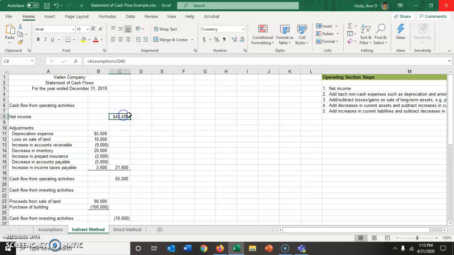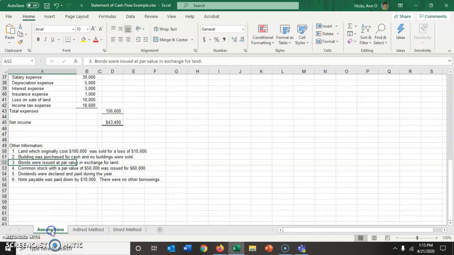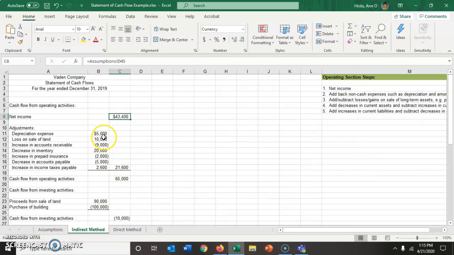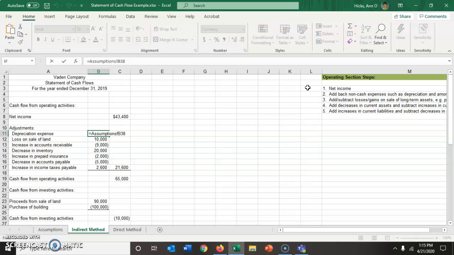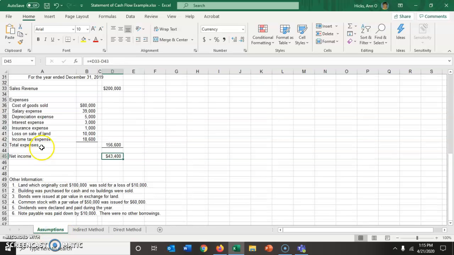So as I mentioned, step one, we're going to start with net income. This comes straight from the income statement that I provided to you. Then our adjustments. The first thing we're going to do is add back non-cash expenses. The only non-cash expense that Vaden has is depreciation expense. I have laid that out, pulled that directly from the income statement.